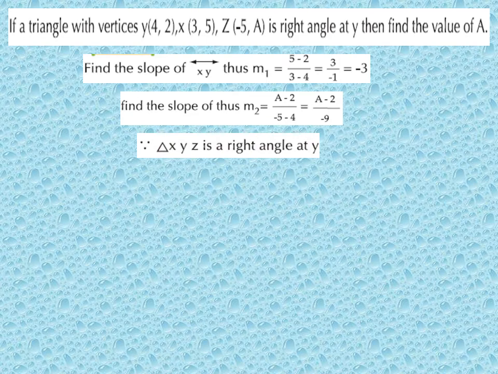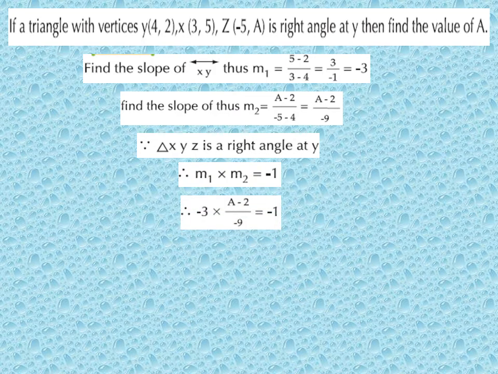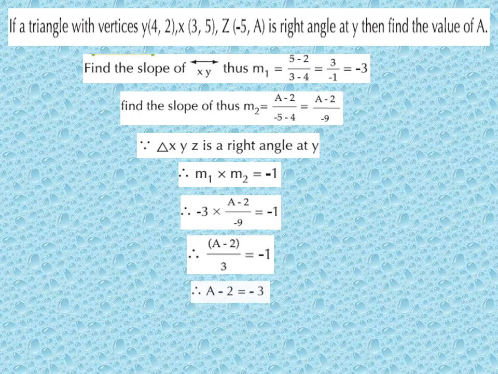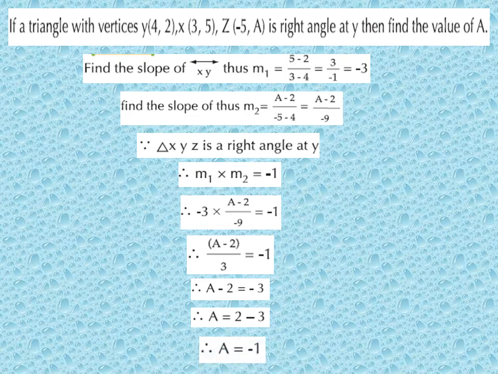Since triangle XYZ is right angled at Y, then m1 times m2 equals negative 1. Therefore, negative 3 times a minus 2 over negative 9 equals negative 1. Then simplify negative 3 with negative 9. Then a minus 2 over 3 equals negative 1. Multiply negative 1 by 3. Then a minus 2 equals negative 3. Therefore, a equals 2 minus 3. Therefore, a equals negative 1.